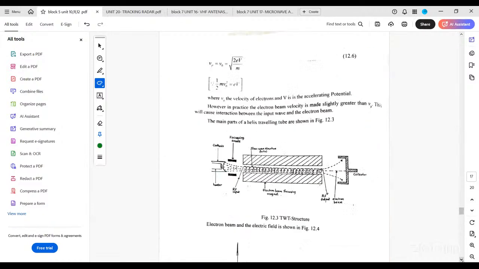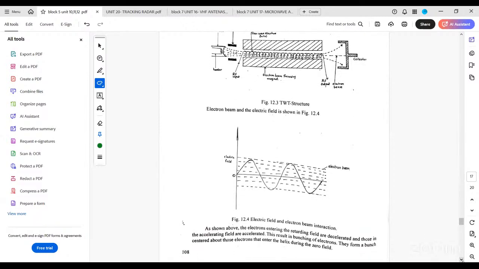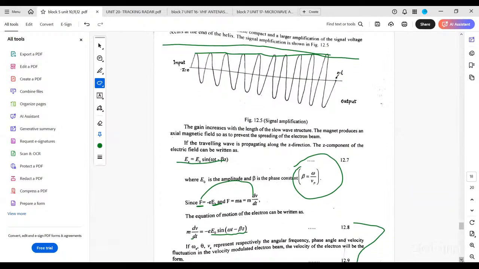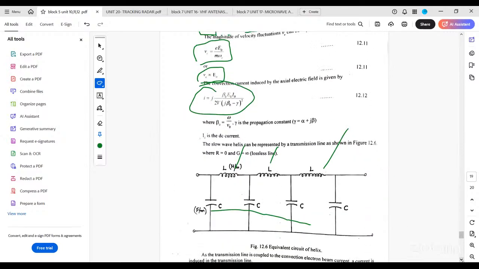After that, what did we do? We took the Z component. Derived again, the bunching process diagram is shown in figure number 12.5. Next, we took one expression Ez equal to E naught sin omega t minus beta Z. Frequency F equal to MA. In place of A, dV by dt is taken and both are equated. Finally calculated VE is directly proportional to E naught, which means both the velocities are matching.